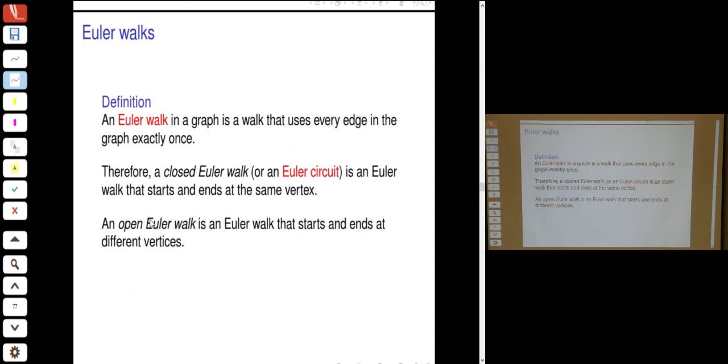So let's now go to Euler walks. An Euler walk in a graph is a walk that uses every edge in the graph exactly once. A closed Euler walk, also called an Euler circuit, is an Euler walk that starts and ends at the same vertex. So it's exactly a walk traversing the different vertices and edges of the graph. An Euler circuit will start and end at the same vertex, with the additional condition that it must use every edge in the graph exactly once. And if it doesn't start and end at the same vertex, but it still uses all the edges, it's called an open Euler walk.